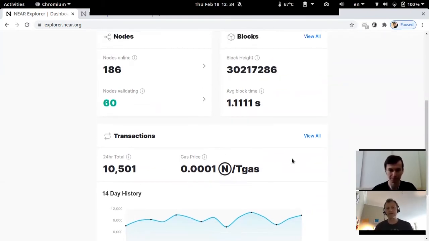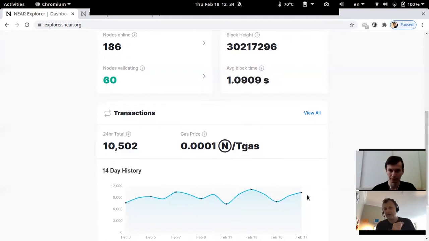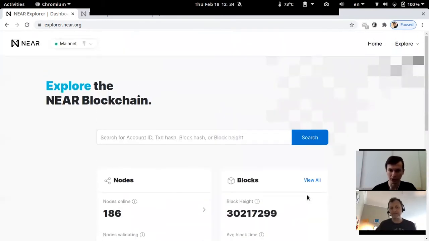Yeah, sure, it's fine. But I have another question about this. How do we know what the capacity of the network is? So we see here 10,500 transactions in the last 24 hours. Are we close to capacity? Are we nowhere near capacity? We are not even near the capacity.